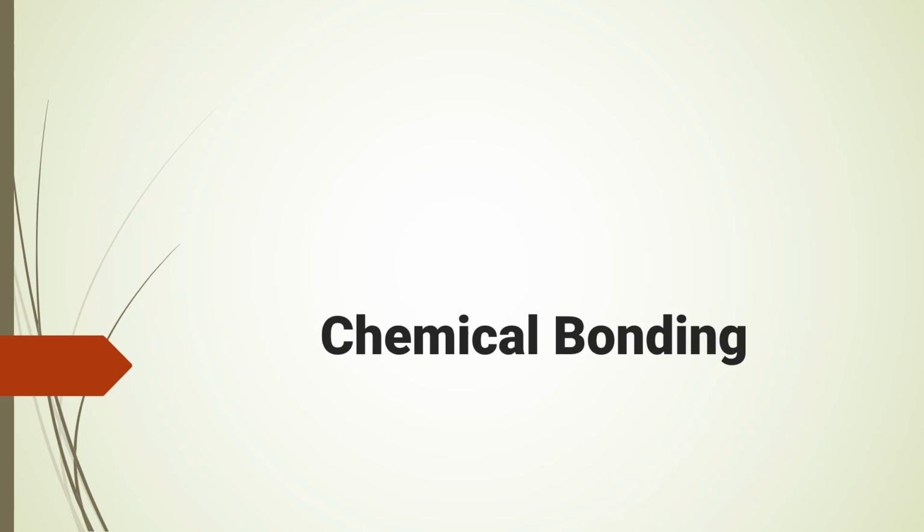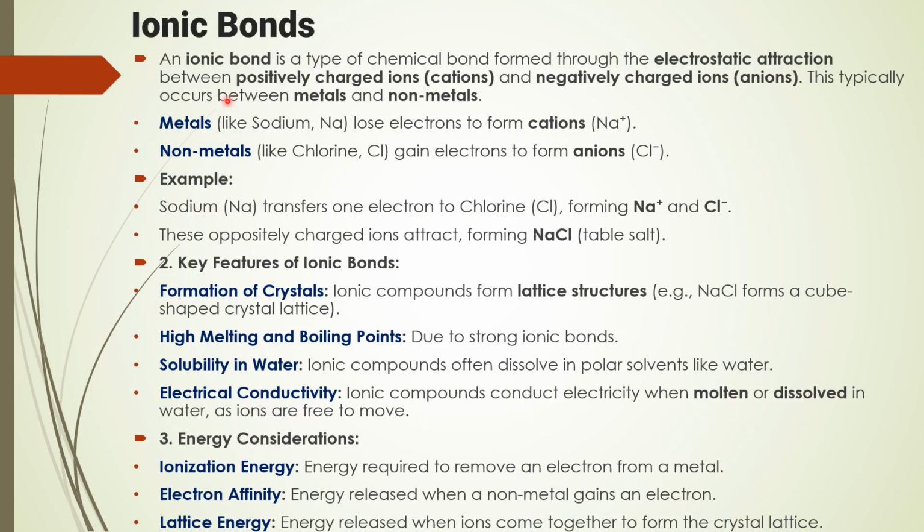Chemical bonding. Ionic bonds. There are two types of chemical bonding. One is called intramolecular forces and one is called intermolecular forces. In intramolecular forces, we have three types of bonds: ionic bond, covalent bond, and metallic bond. But for now, we will study ionic bond.